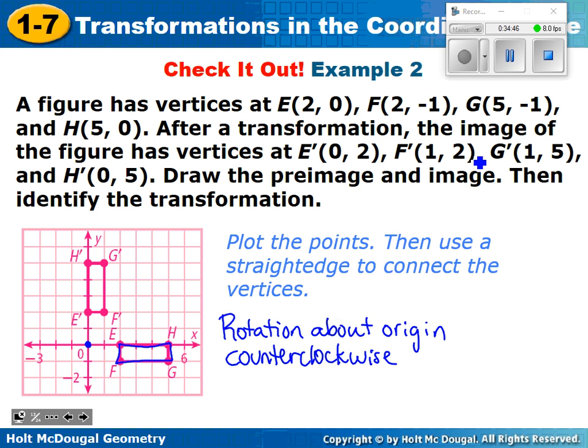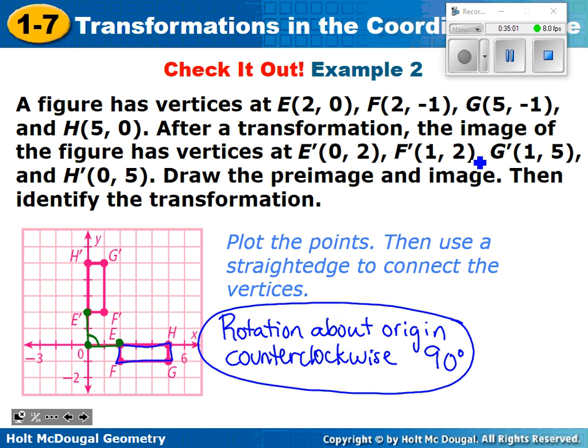And again, if you're not sure, remember my little trick. Pick a point like E, go back to the origin, and then go to E prime. What is that angle measure? 90 degrees. So then that will even help you identify better. So 90 degrees. And you have to tell me all of those things when you identify it.